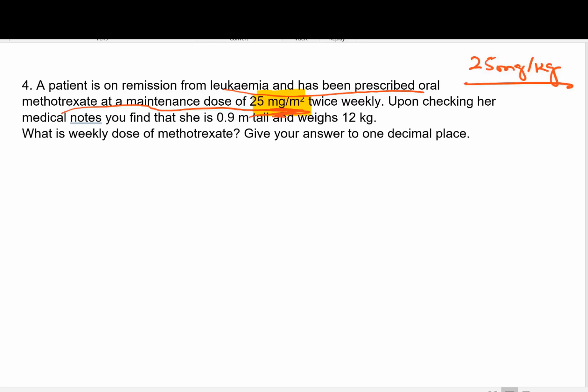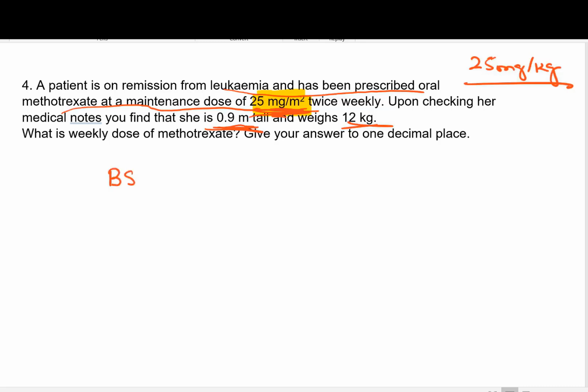Okay? So if the dose is given like this, you need to work out first of all the body surface area. Now, upon checking the medical notes, you find that the patient is 0.9 meter tall, that's the height of the patient, and 12 kg weight. What is the weekly dose of methotrexate? Now, as I said before, the dose is based on body surface area here, so we need to work out first the body surface area.